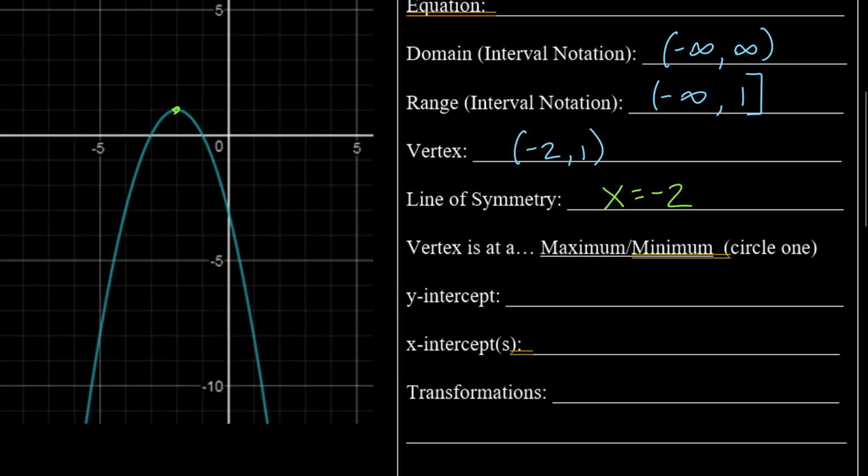And is my vertex a max or a min? It is a maximum, right? It's the max point on the graph. Where is my y-intercept? 0, negative 3. Now, sometimes you are going to have graphs where it's not a perfect y-intercept, right? It's maybe, if I were to draw a line like that. Is that going through a perfect point there? No. How can you figure out what y is?